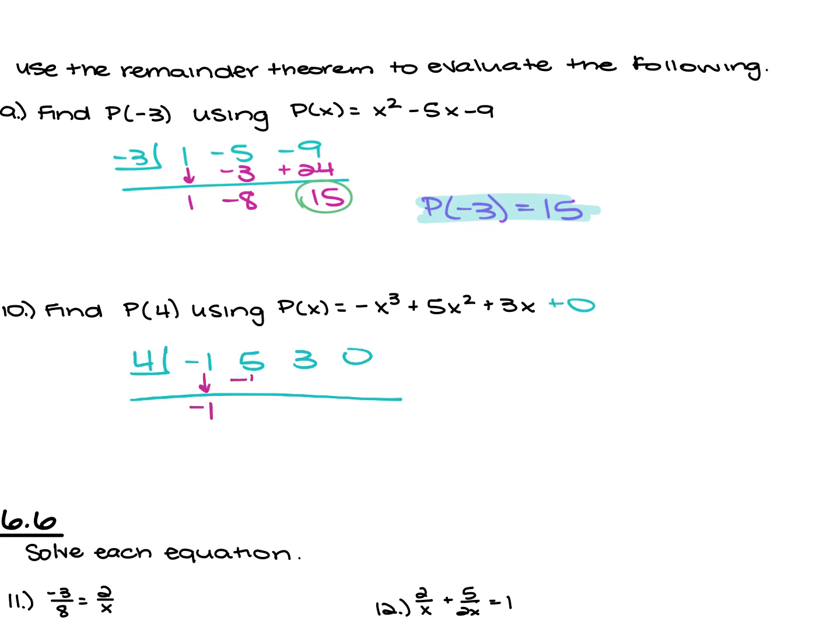-1 times 4 is -4. Put that under the 5 and combine it with the 5. 5 minus 4 is 1. That 1 gets multiplied with the 4. Goes underneath the 3. You add those. You get 7. 7 times 4 is 28. That goes underneath the 0. You combine those. That's 28. So your remainder is the 28, which means p of 4 is 28.